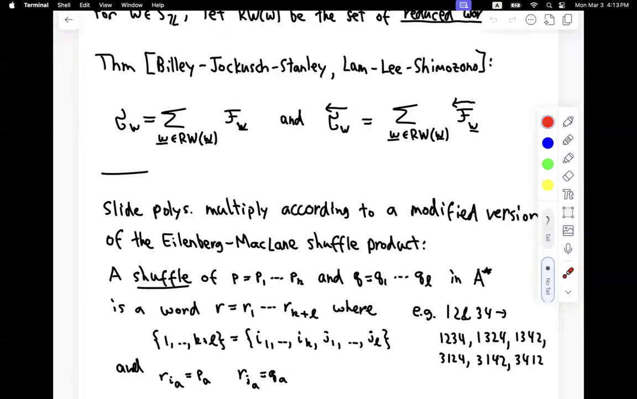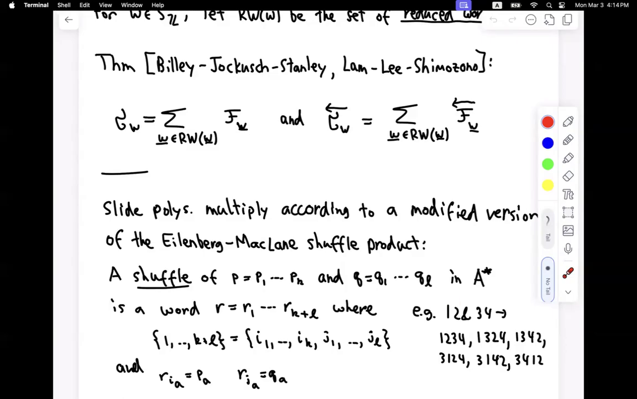Basically, a shuffle of two words, P and Q, is just an order preserving interleaving of P and Q. You can interleave it however you want, but the order of the elements coming from P and the elements coming from Q has to be preserved. So it's best to look at an example.